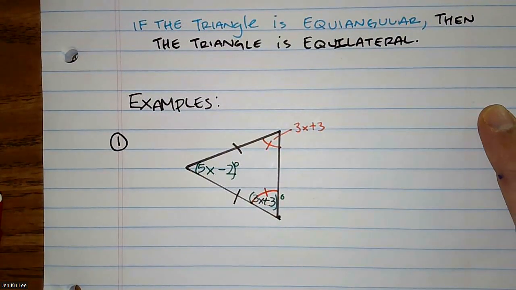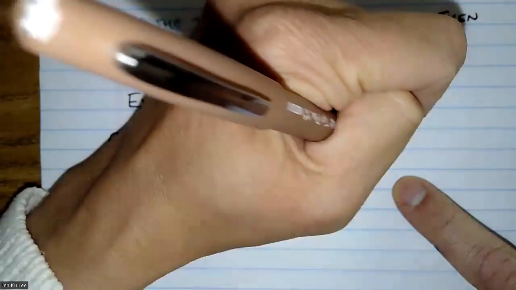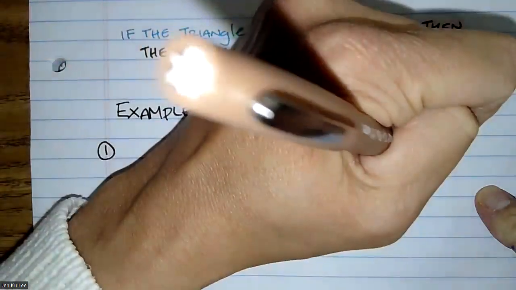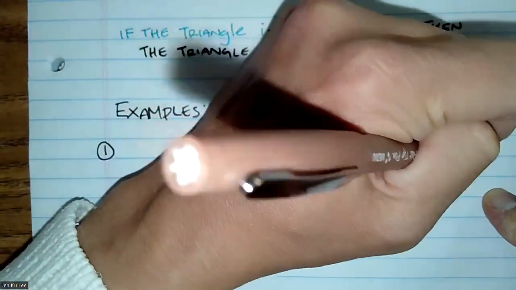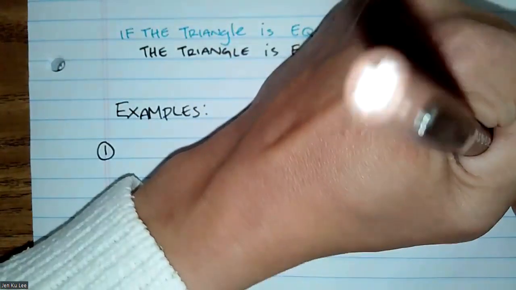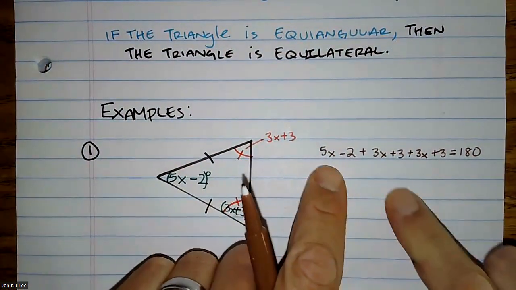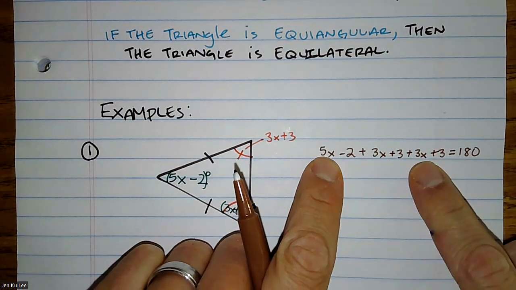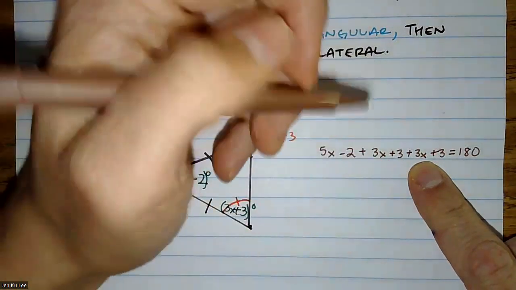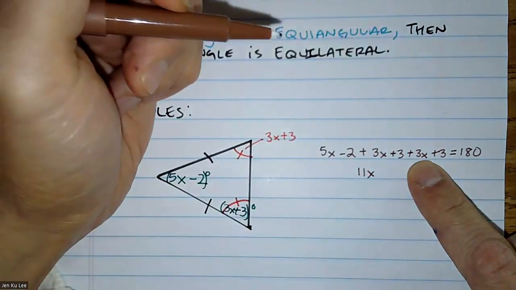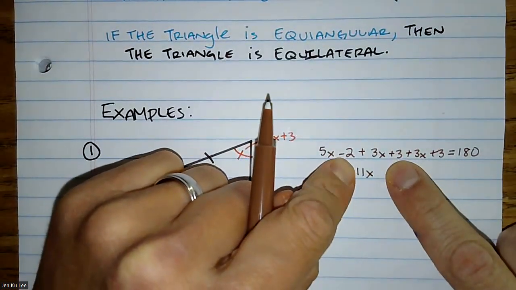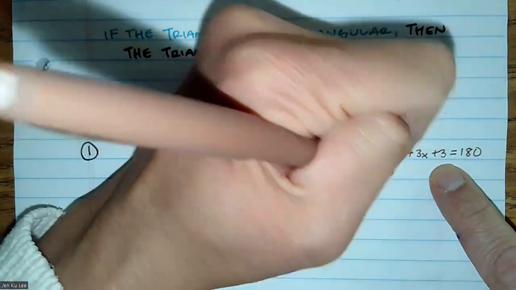All I've got to do is add them together and make them equal to 180. So 5x minus 2 plus 3x plus 3 plus 3x plus 3 equals 180. Okay, and I'm going to do some math. 5 plus 3 plus 3, that's 11. 11x, minus 2 plus 3 plus 3, that's positive 4, equals 180.